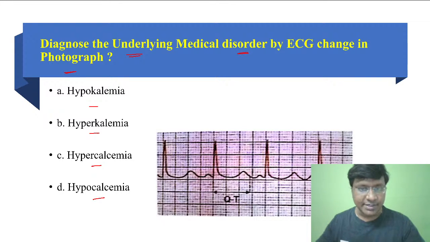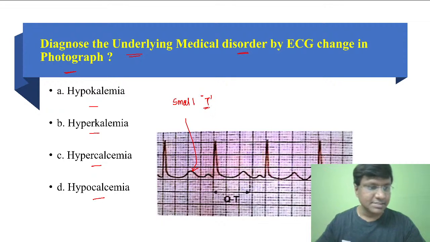Now, where is your tall tented T waves, man? These are your T waves. This is not a tall tented T wave. This is a small T wave. A normal T wave.